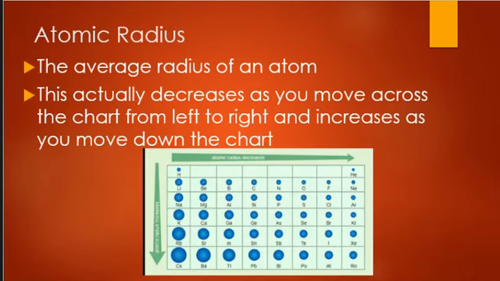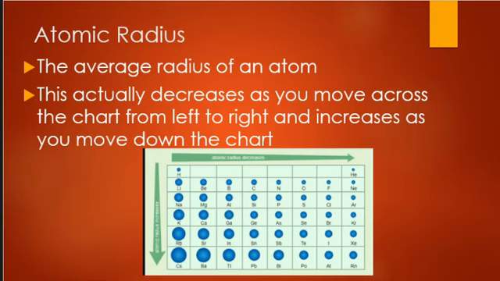Now this is, to me, the strangest part of the whole deal: atomic radius. You would think if something has more protons in the middle of it, it's going to get bigger, bigger, bigger. Its radius is going to get bigger and bigger. It's not exactly true. So what is the atomic radius? It's the average radius of an atom, which of course is going to be very, very small.